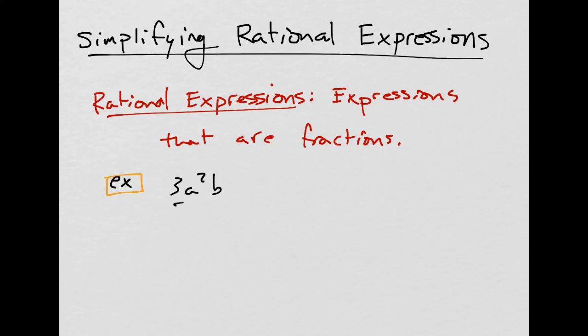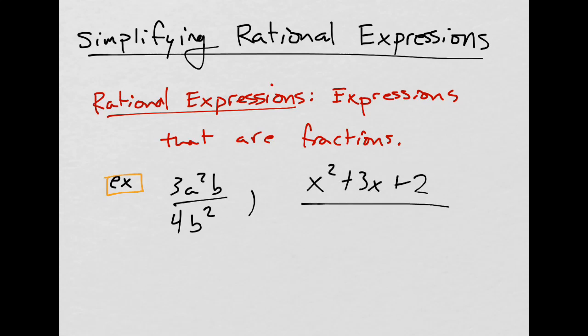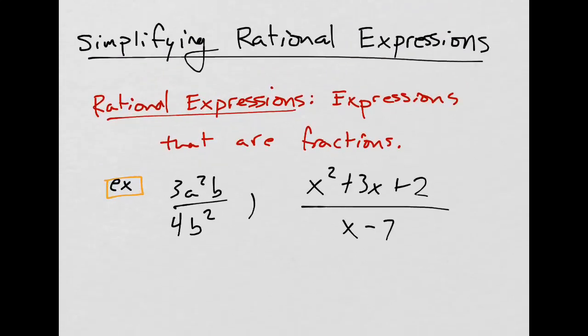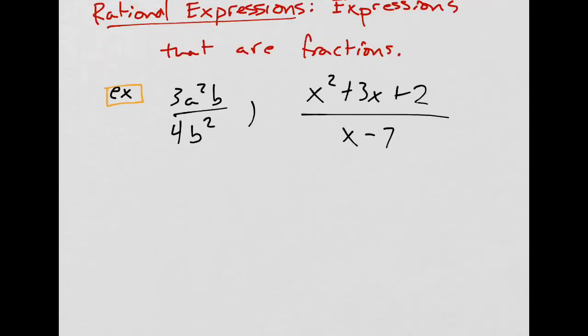A few examples of rational expressions are like what we had before: 3a squared b divided by 4b squared, something like that. Or maybe we could have something like x squared plus 3x plus 2 divided by x minus 7. Those are both rational expressions because they are expressions, there's no equal sign, and they are fractions. So we're going to be able to simplify this stuff. Let's think about what we have here.